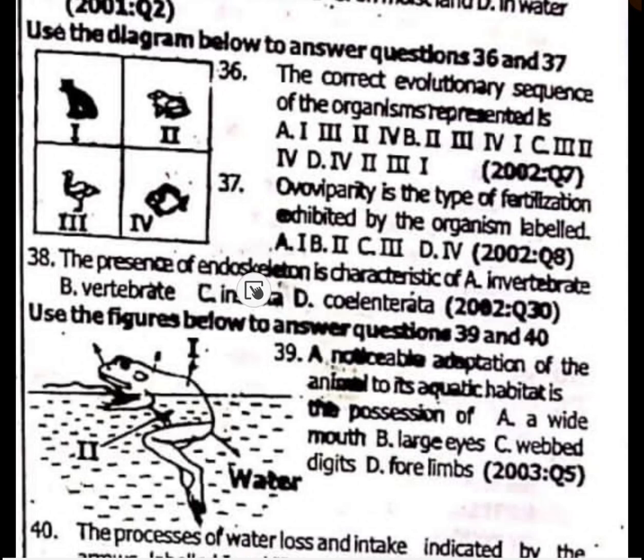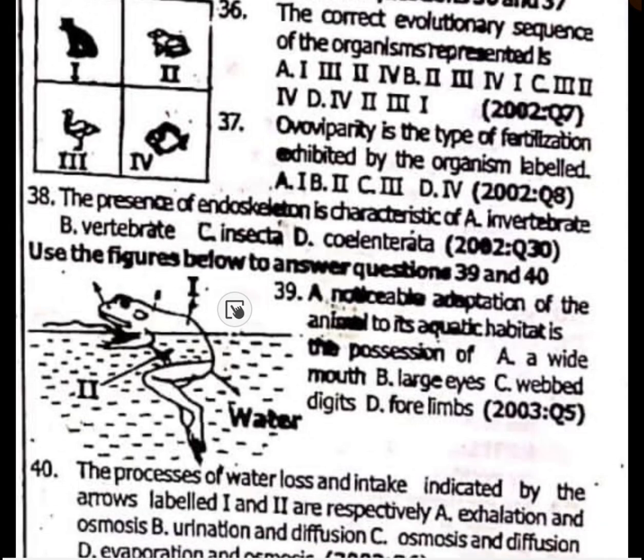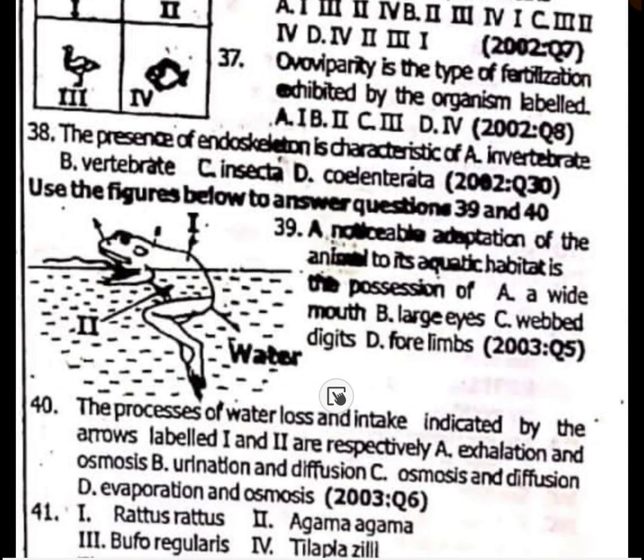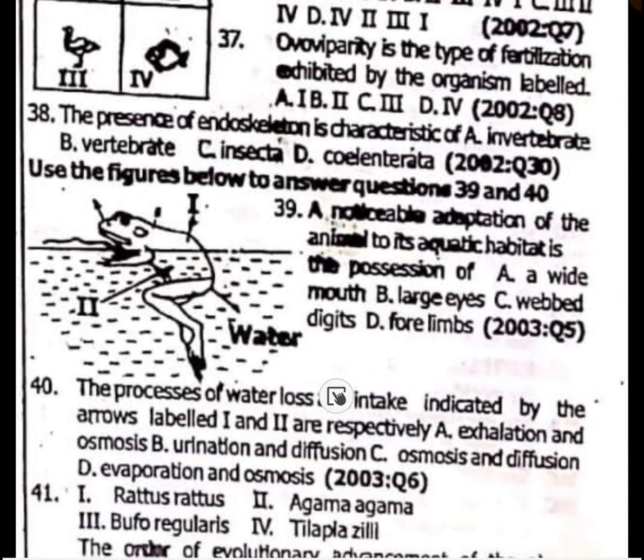38. The presence of endoskeleton is a characteristic of vertebrates. So most vertebrates, they have skeleton inside of them. Next question. Use the figure below to answer question 39 to 40. A noticeable adaptation of the animal to its aquatic habitat is the possession of. 39 is option C. It possesses webbed digits. Webbed digits naturally help it to move in water.